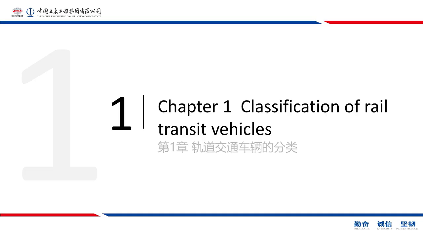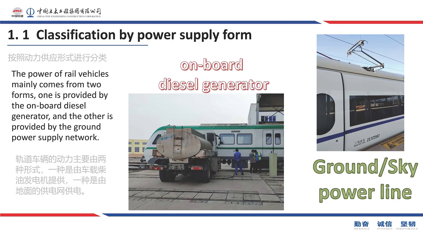Chapter 1, Classification of Rail Transit Vehicles. Power Supply. Let us begin with the first classification, power supply. Rail vehicles are powered in two main ways. Some use onboard diesel generators, while others draw electricity directly from ground-based power supply networks.